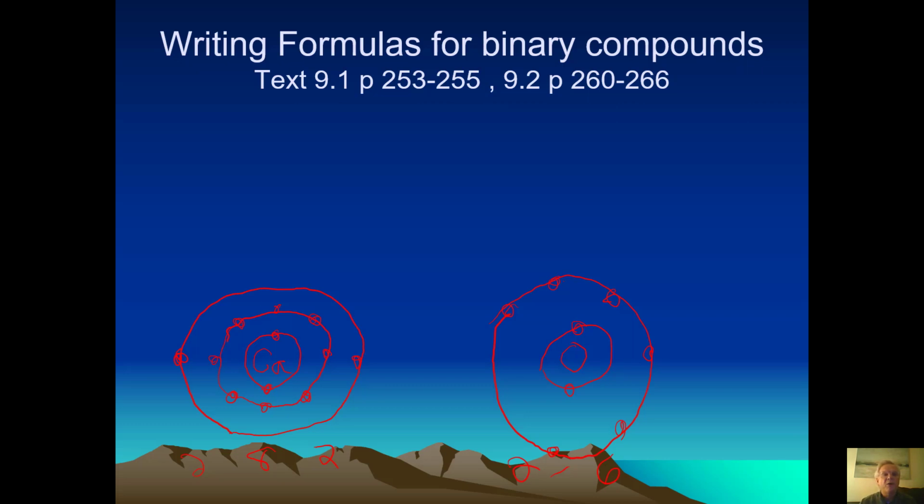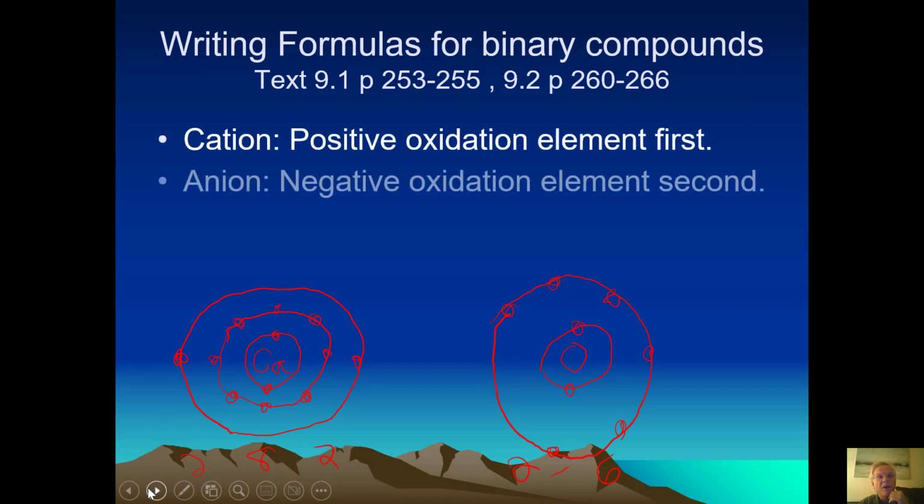So let's just start. We'll be talking about writing formulas for binary compounds, in a textbook that starts on section 9.1 and also goes on to 9.2. First things to talk about: the cation, as a positive oxidation element, gets written first. So whatever element is a metal gets written first. So sodium in sodium chloride is always written first, and chlorine is the anion, the negative oxidation state, which goes second. That is called an anion.